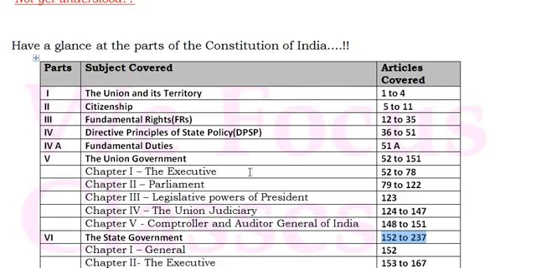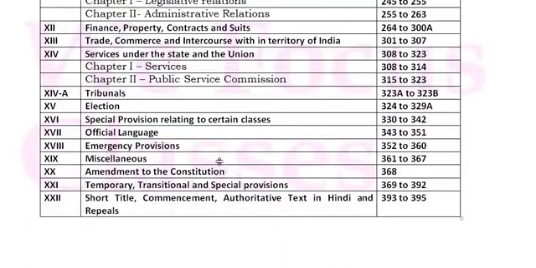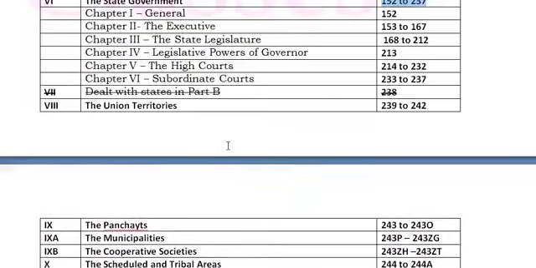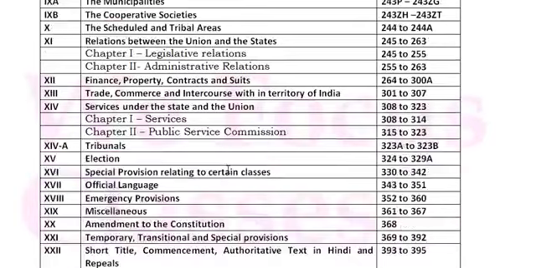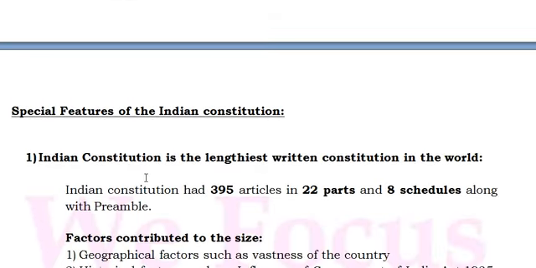So this is a very lengthy constitution. We can clearly see 22 parts and 395 articles. This is the biggest constitution. So this is the idea we can get by looking at this picture. With this idea, we'll discuss the unique, special features of the Indian Constitution.